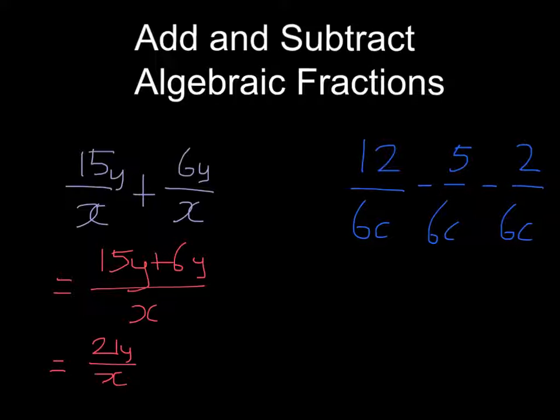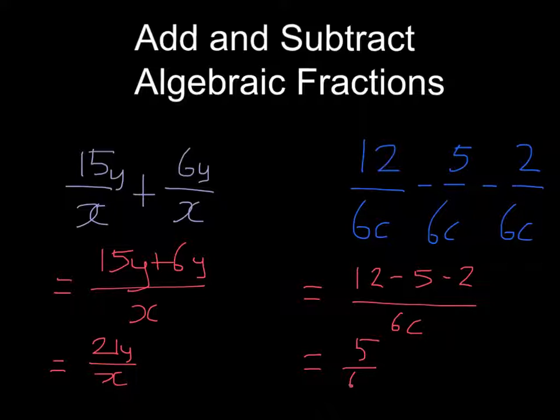Same as this one involving subtraction, you will see that the denominators are the same. So we are allowed to then subtract them. So I'll show my working out. 12, take 5, take 2. So I'm taking away the numerators. Because we have a common denominator, we're allowed to do it. The denominator stays the same. You can see that. So 12 take 5 is 7, take 2 is 5. So it's 5 over 6c.